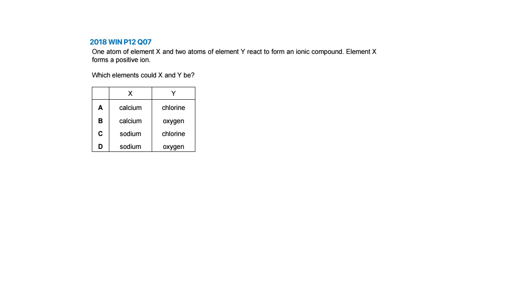One atom of element X and 2 atoms of element Y react to form an ionic compound. Element X forms a positive ion. Okay, one's a metal, one's a non-metal. It could be 2, 3, 4, I don't know yet. 1 atom of element X and 2 atoms of element Y. So Y has to be the negative one. So you need one of these and 2 of these, right, to form an ionic compound.